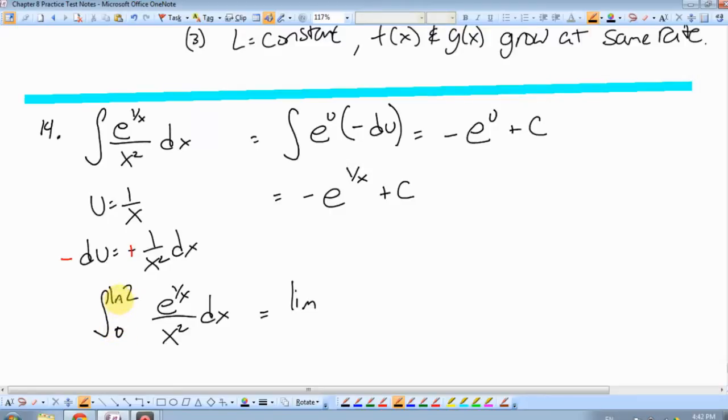Well, do you need to use a limit at all? Why can't you just plug in from our antiderivative? Do you have a problem with 0 or with natural log of 2? Take a look here. Do you have a problem with 0 or with the natural log of 2? 0.